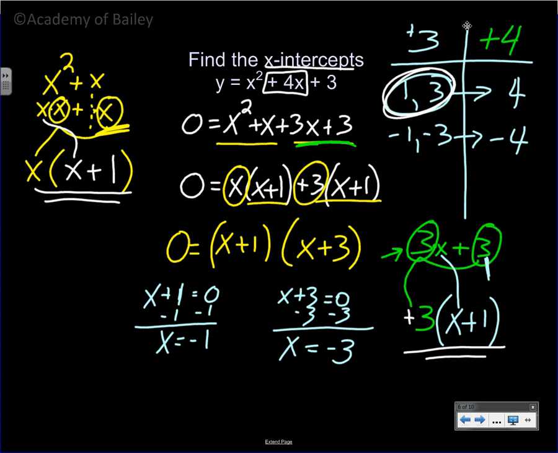So you have two answers. Those are the two solutions. Those are your two x-intercepts. Those are your two roots. Okay?